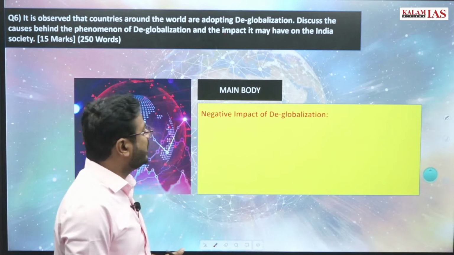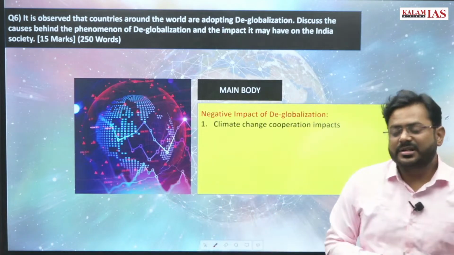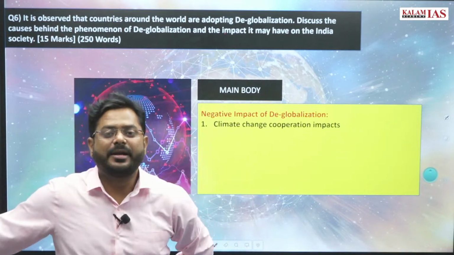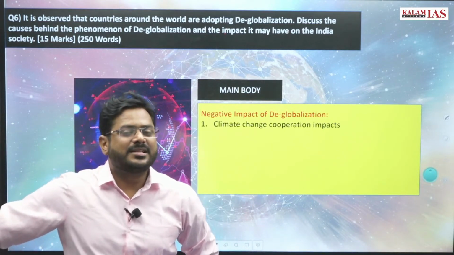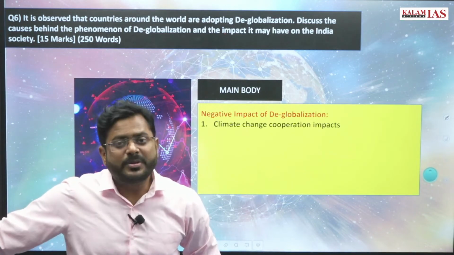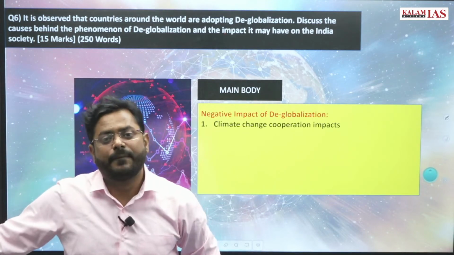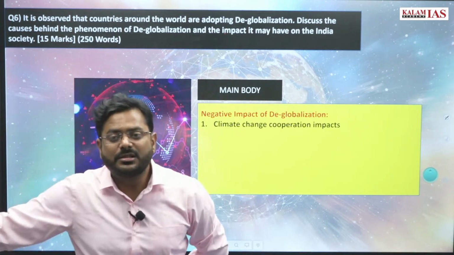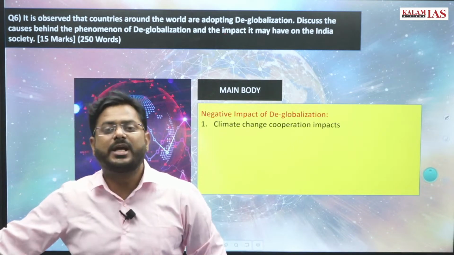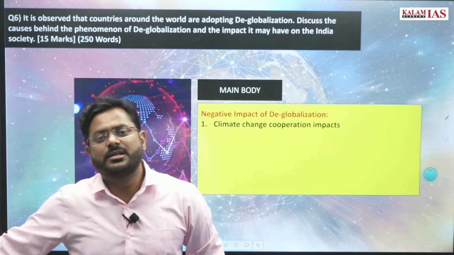What are the negative impacts of deglobalization? Climate change cooperation may be impacted. Just now we saw that the USA has taken itself out of the Paris climate deal. It is not that the Paris climate deal was being made for any random things; it is to save the Earth, right? Still, a country like the USA under Donald Trump's rule was pulling out of the Paris climate deal. So it may be that if many countries move towards deglobalization, this type of climate change agreements may not happen.